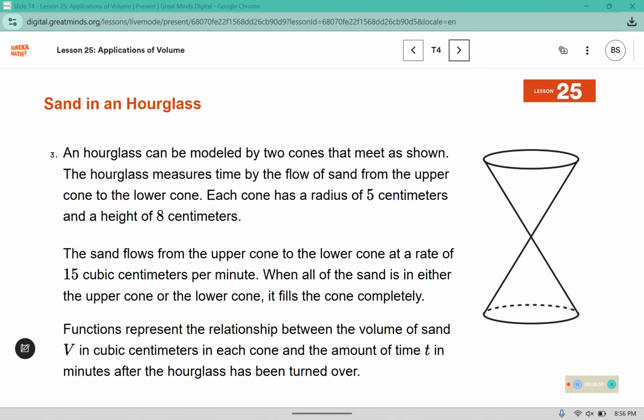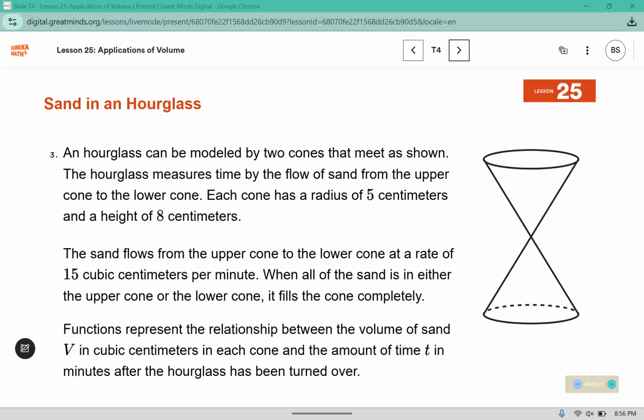3. An hourglass can be modeled by 2 cones that meet, as shown. The hourglass measures time by the flow of sand from the upper cone to the lower cone. Each cone has a radius of 5 and a height of 8 centimeters. The sand flows from the upper cone to the lower cone at a rate of 15 cubic centimeters per minute. When all of the sand is in either the upper cone or the lower cone, it fills the cone completely.